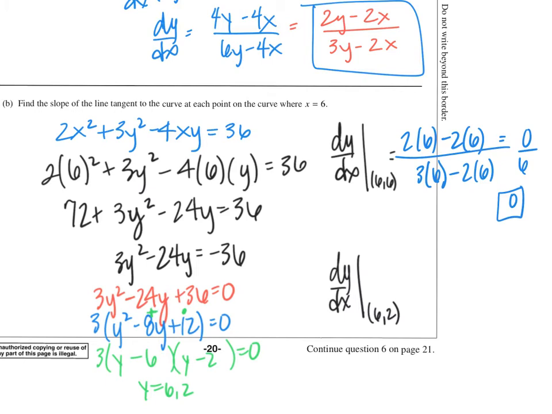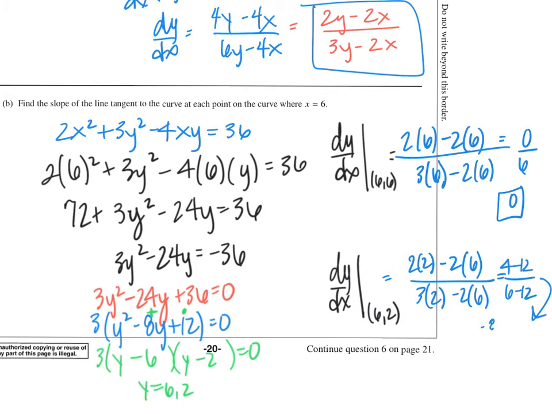So that's one answer. When we plug the point (6, 2) into my slope equation, we get 2 times my y of 2 minus 2 times my x of 6, all over 3 times my y of 2 minus 2 times 6. That gives me 4 minus 12 over 6 minus 12. 4 minus 12 gets me negative 8 over negative 6, which is positive 4/3. Those are my two answers I'm looking for, 0 and 4/3.